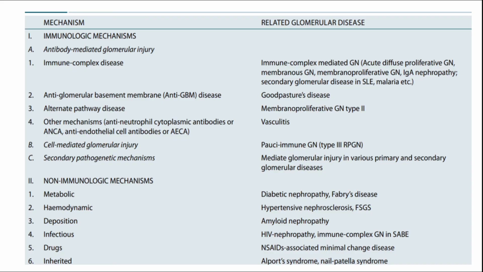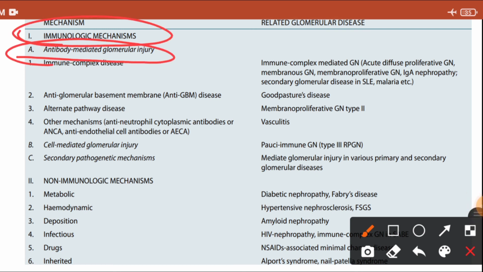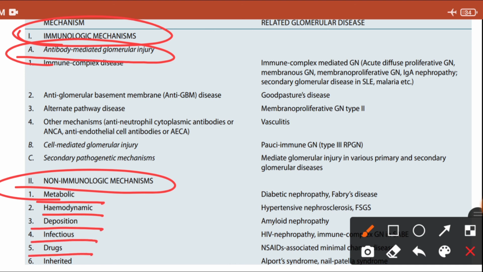All right. So this is the final table from the Harsh Mohan book which shows the different mechanisms operating in related glomerular disease. If we see it in some more detail, then basically it could be immunological mechanism or non-immunological mechanism. Non-immunological mechanisms are hemodynamic, metabolic, right, infection, drug, etc. that we have already seen. Now in the immunological mechanism, as we have seen, it could be of 3 to 4 varieties. One is antibody mediated, then anti-GBM disease, then cell mediated, and secondary pathogenetic mechanism.